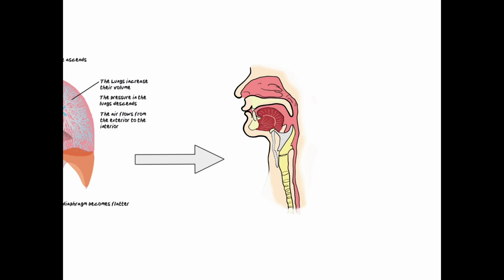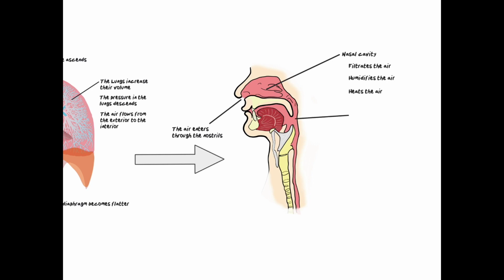The air enters through the nostrils and reaches the nasal cavity. This cavity filtrates the air, humidifies the air and heats the air. The air moves from the nasal cavity to the pharynx and then to the larynx. The first part of the larynx is called the epiglottis. It prevents food or drink from going down to the trachea.